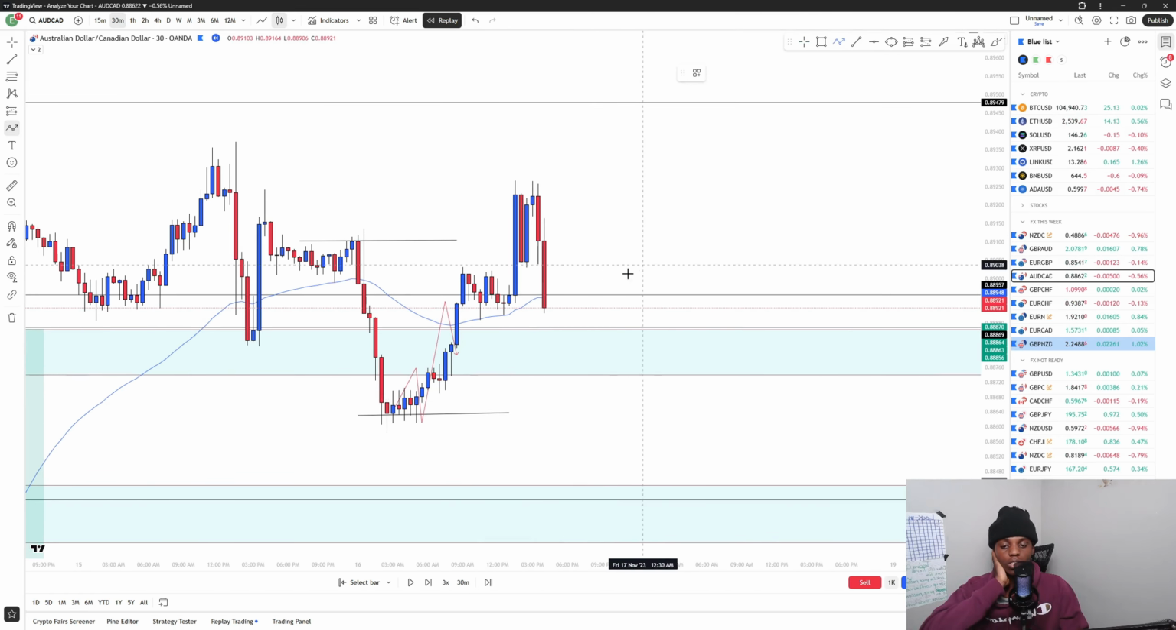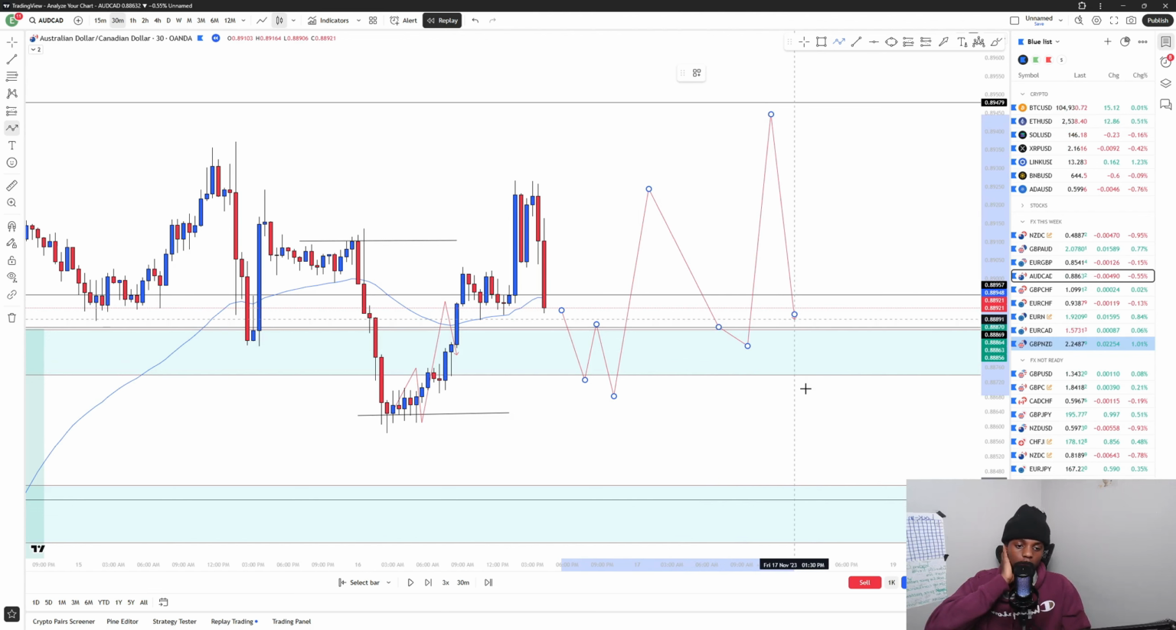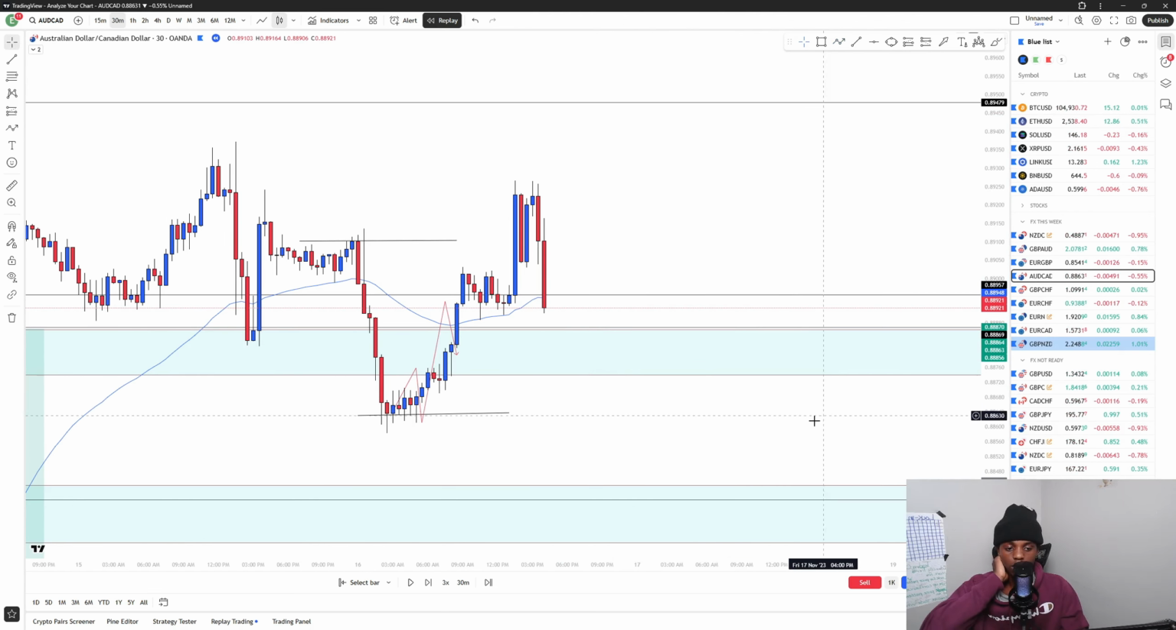I need the shift of structure to happen close to this area of interest, because if it happens somewhere up here, price can always pull back, retest the zone, and then maybe have the move, or just do whatever price does.